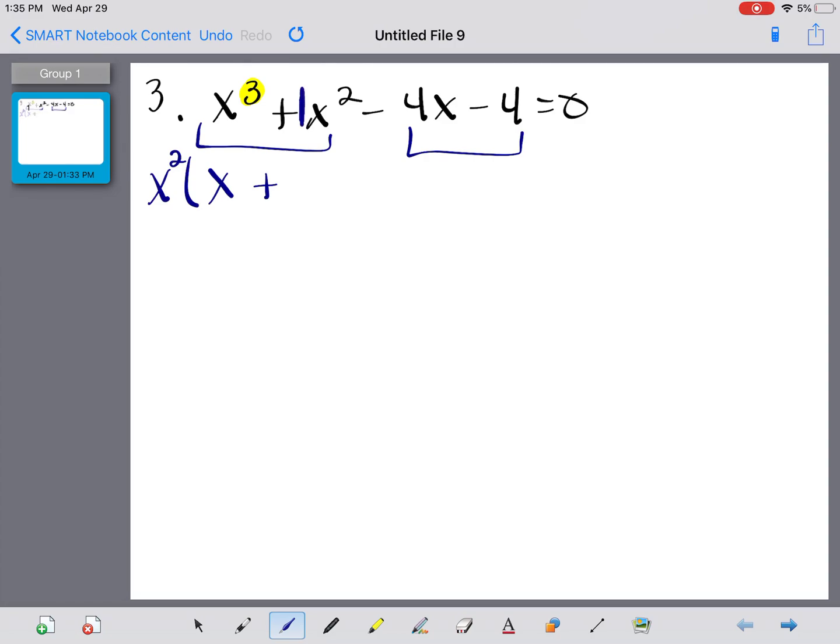Technically, there is a 1 in front of that x squared. So when we take out that x squared, there's a 1 acting as the placeholder. So my leftovers are x plus 1. Bring down that minus sign. My GCF between 4x and 4 is 4. And my leftovers are going to match. My leftovers are going to be x plus 1.